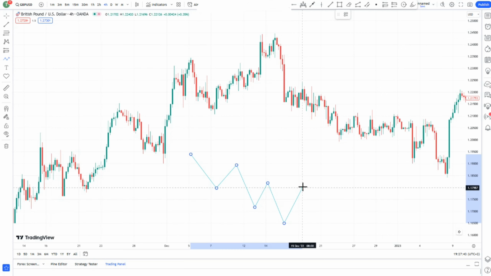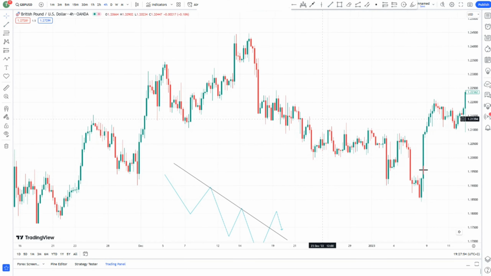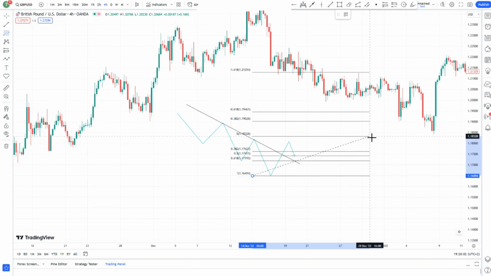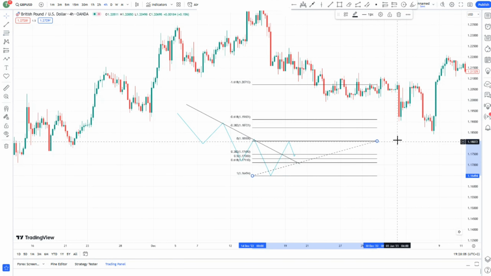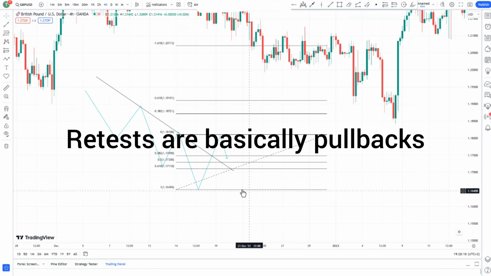But then price breaks out of your trend. Let me just draw a trend line. Price breaks out of your trend like this. As price breaks out of the trend, you'd want to pull your Fibonacci retracement tool from this point all the way up to the high. Same way as if you're predicting the end of a pullback, because retests are basically pullbacks too.